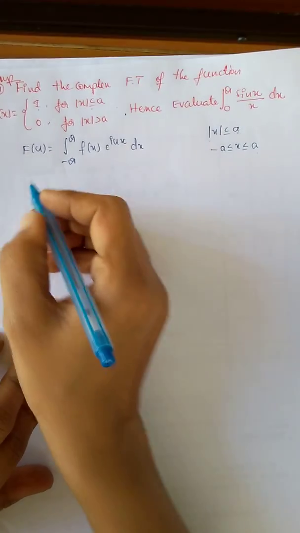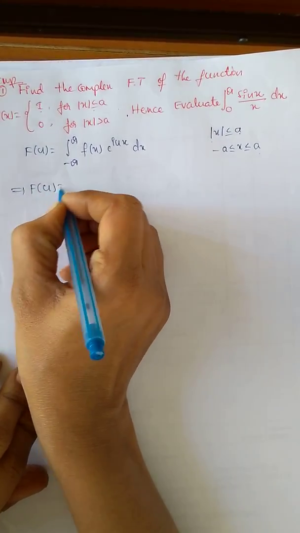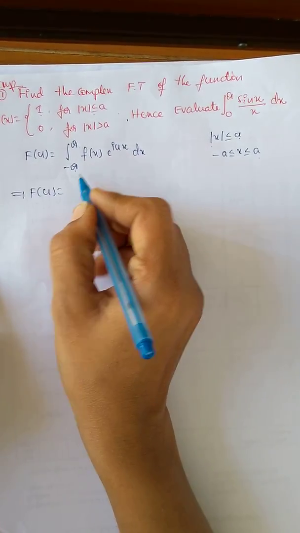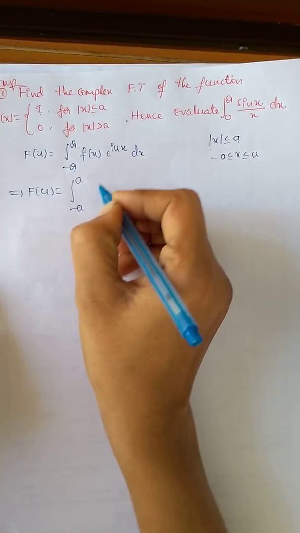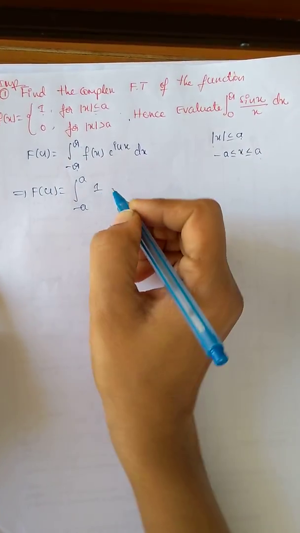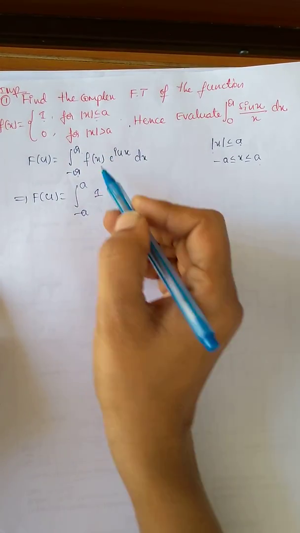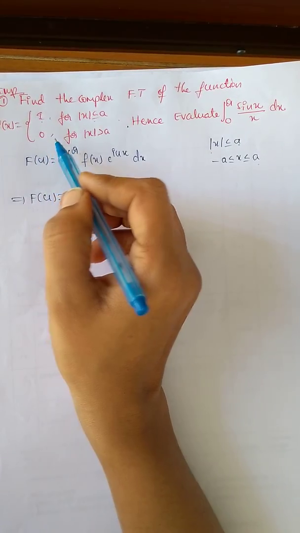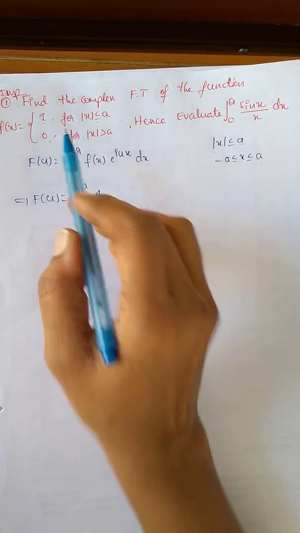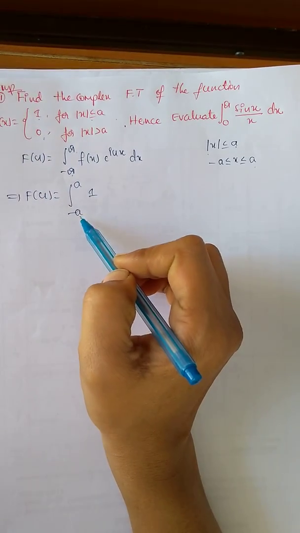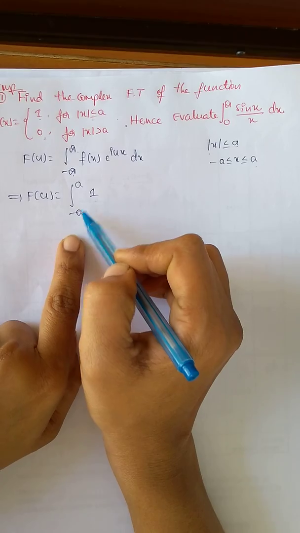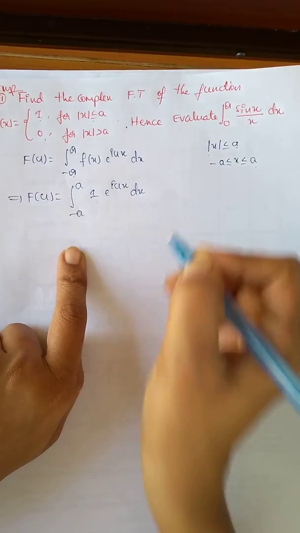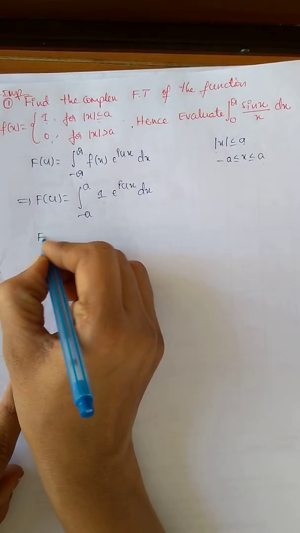Minus a to a. Therefore, Fourier transform f of u is equal to, if we substitute f of x equal to 1, the limit instead of minus infinity to infinity we can write minus a to a. Because f of x is 1 only when the limit is what? Minus a to a. But except this limit, f of x is 0. At other limits the f of x function is 0, and f of x is 1 only when the limit is minus a to a. I substitute the f of x value, and the limit is minus a to a, e to the power of iux into dx.